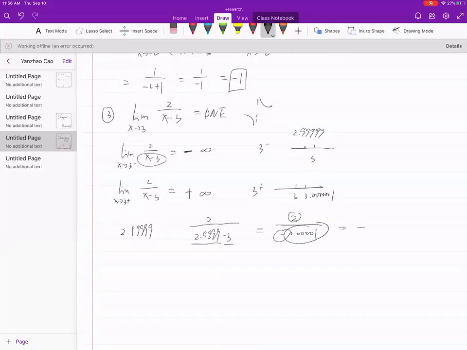Oh, we plugged it into that thing. I didn't know that's what we were doing. Oh, then that makes sense now. We plug in because x is 3 minus. Okay, I didn't realize that. That makes more sense. You got it now. Thank you.